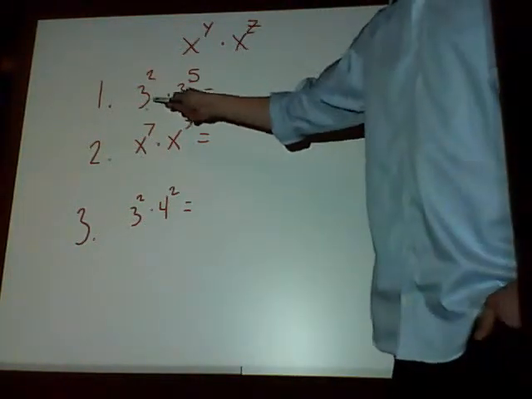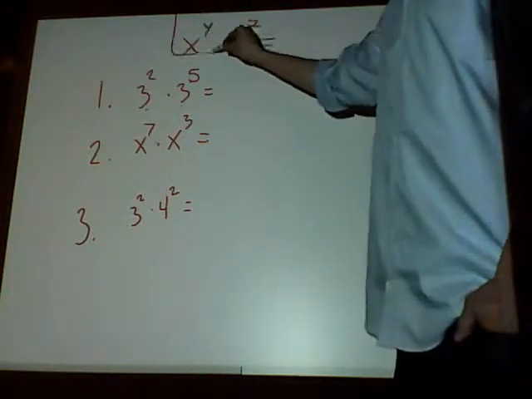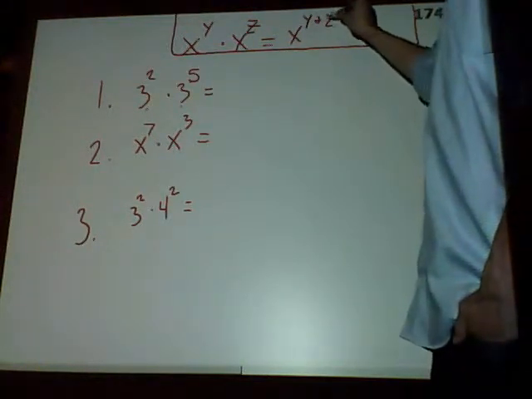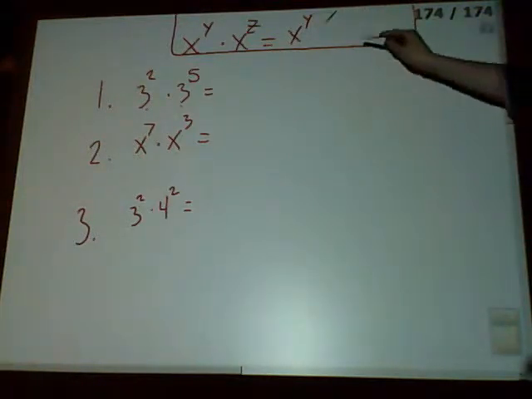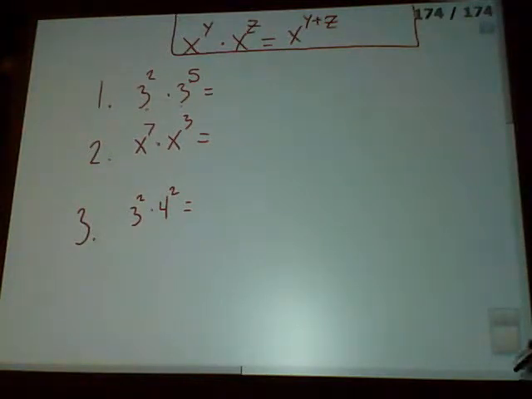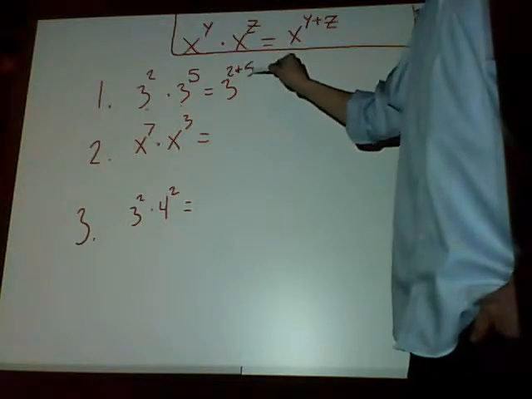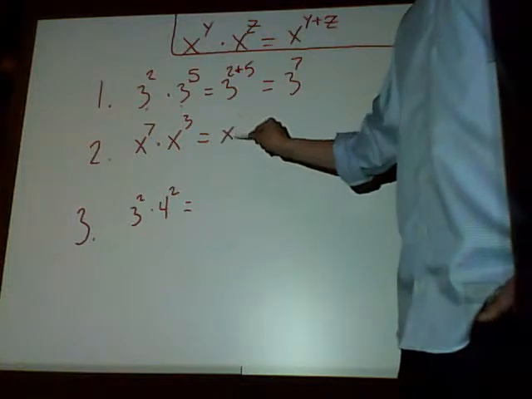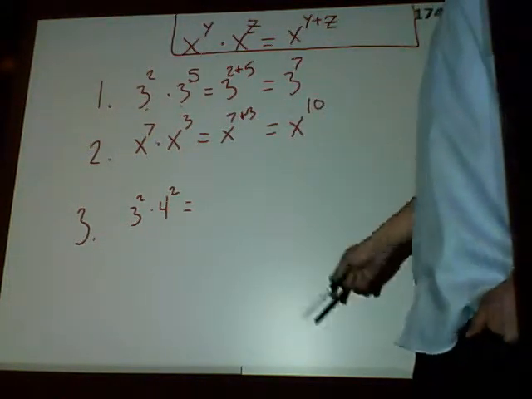Alright, so in this case, do we have common bases? Yeah, we do. And so we know we can use our formula right here. I'm going to put in this box x to the y plus z. Sorry, the board's a little on the fritz. So, there we go. X to the y plus z. So this is going to be 3 to the 2 plus 5, and what's that? 3 to the 7. This is going to be x to the 7 plus 3, and that's going to make x to the 10.